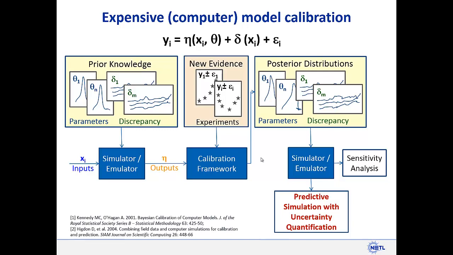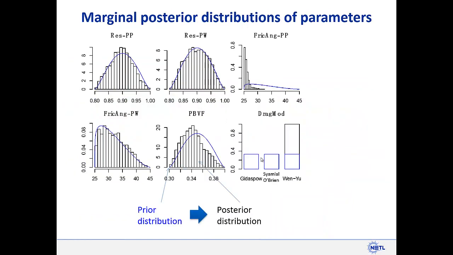Here are the results for various parameters. In these graphs, the blue lines are the prior distribution. This is what was known before considering any of the experimental data, given before you do the calibration. And the black stair-step is the posterior distribution calculated by the calibration framework.